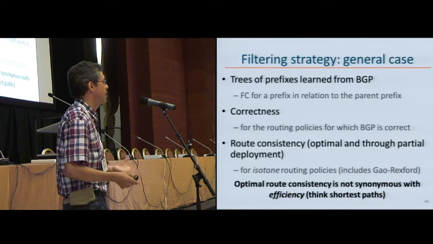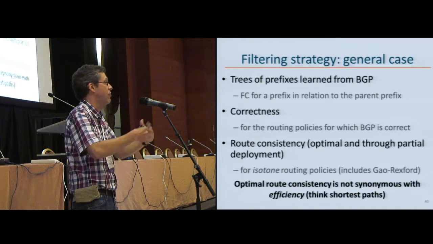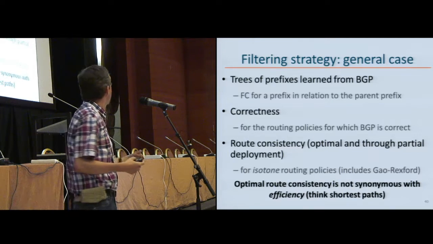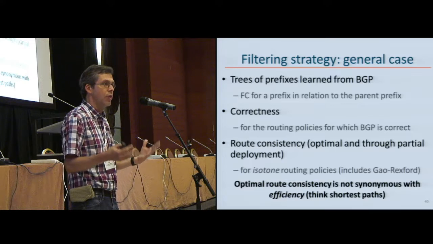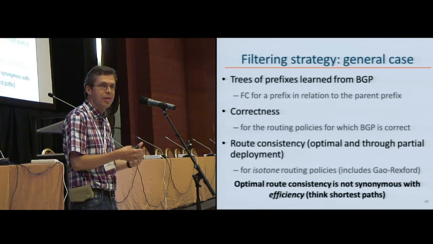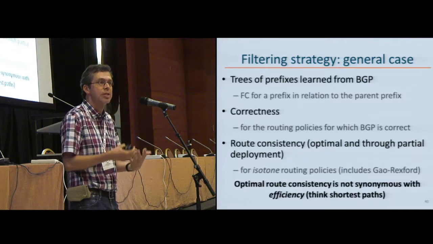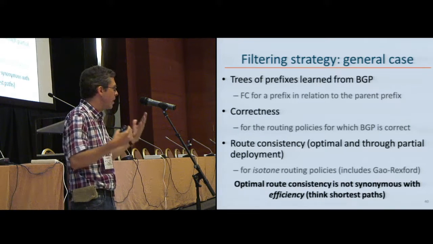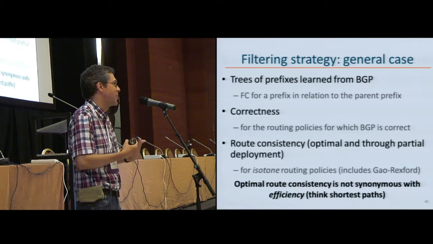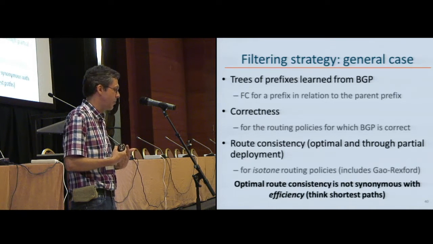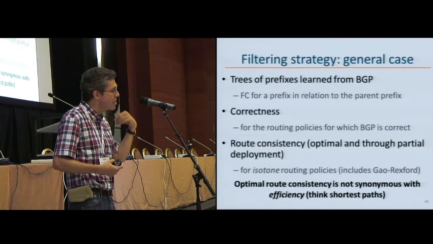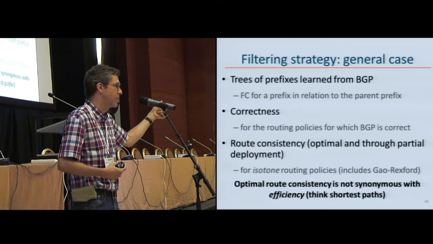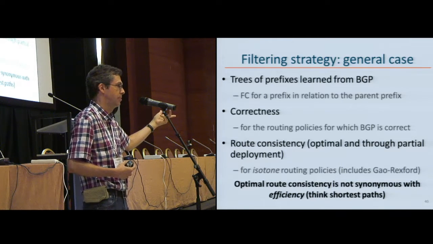Okay? We can show that DRAGON is correct in the sense of not creating routing anomalies for all the routing policies for which BGP works correctly. And we can also show that we have route consistency, both optimal route consistency and route consistency through partial deployment, if routing policies have a property which I'll call here isotonicity. Okay? It includes the Gao-Rexford routing policies. Isotonicity would be a talk in itself for how it relates to routing. But in a sentence, it means that if an AS prefers route A over route B, a neighboring AS does not have the opposite preference after processing of the 2 routes.